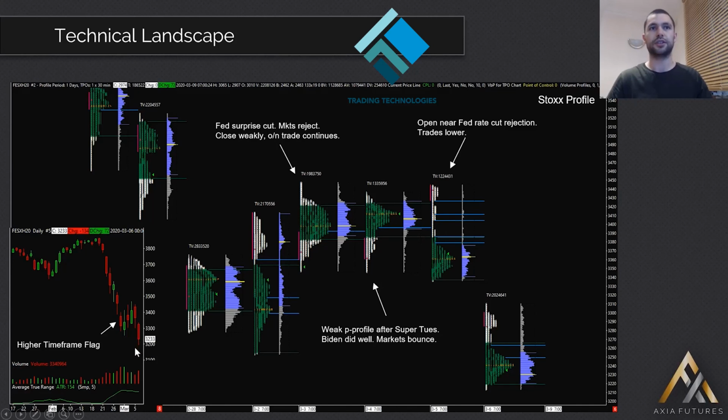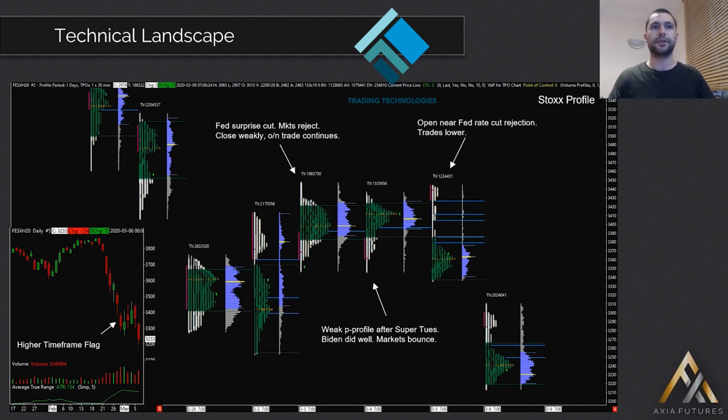Now, just to add a little bit more color to this picture, we'll refer to this bigger picture that I've got here on my slide, which is the profiles. Before I go any further, the profiles are the pit session profile. So it's 7 AM UK time to 4:30 PM UK time.